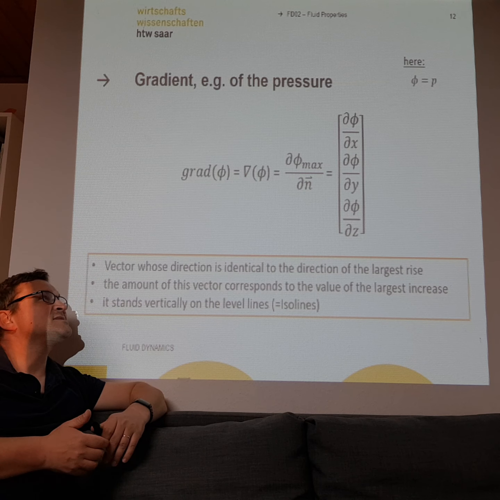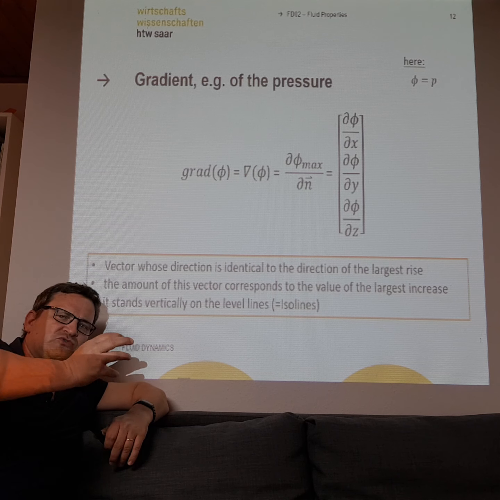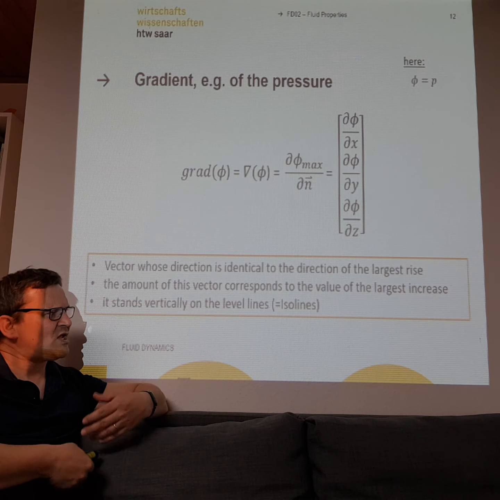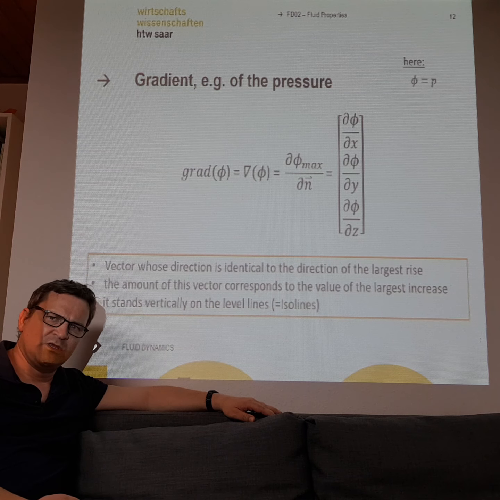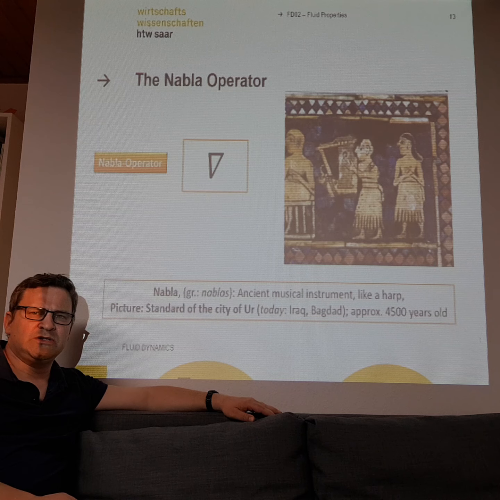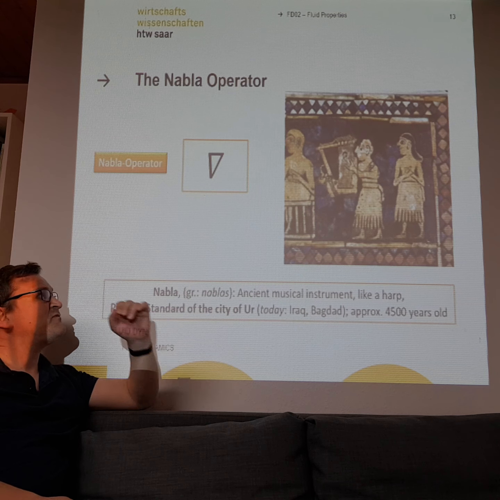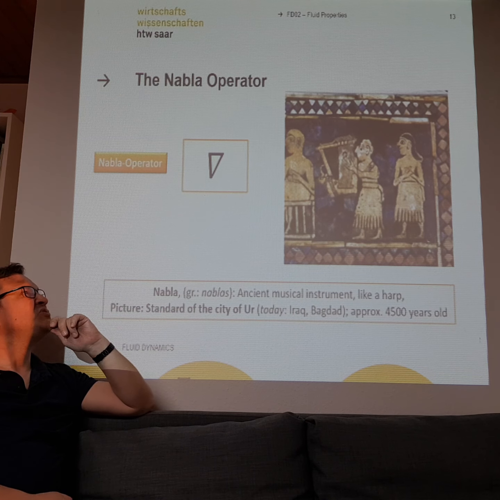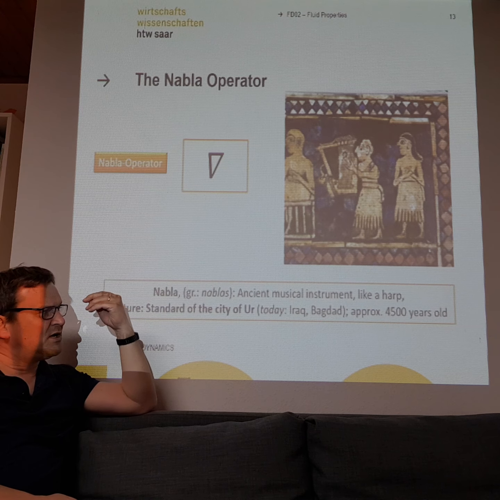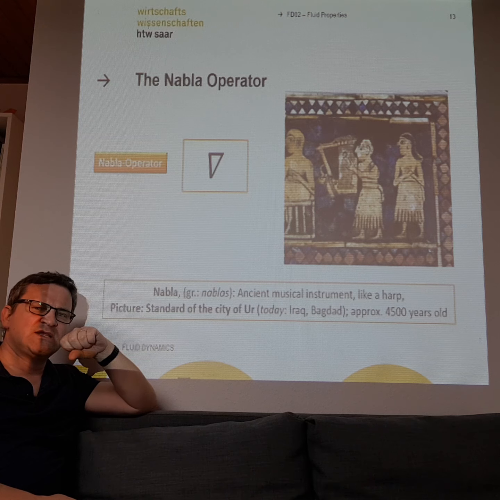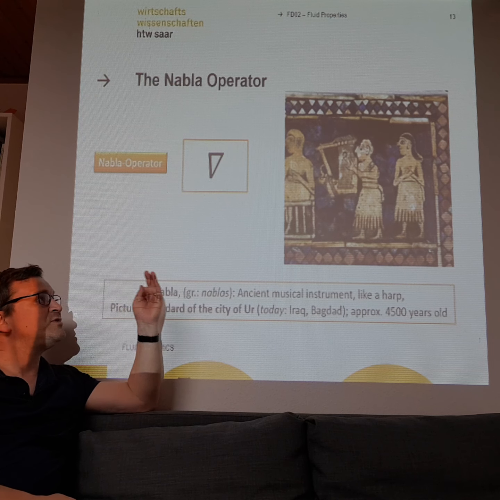Yeah? And the nabla is just a turned-around delta symbol. Maybe you have not heard about it. Where does it come from? Nabla is a really old symbol in mathematics. I think it's even older than the delta symbol that came from the Greeks.